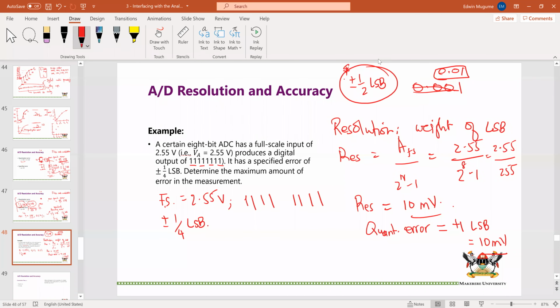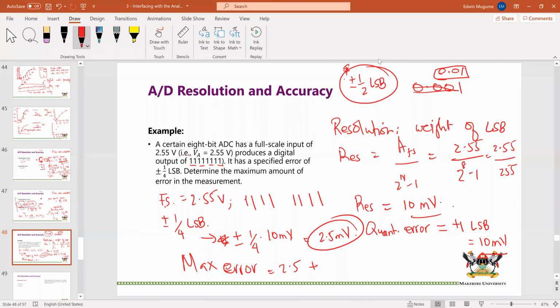Now in this case, our specified error will be equivalent to plus or minus a quarter of the lowest significant bit, 10 millivolts, which is equal to 2.5 millivolts. So it means that our maximum error is 2.5, plus or minus obviously, plus 10 millivolts, which is equal to 12.5 millivolts. That is the error that you could actually end up with when you do your decoding, basically.